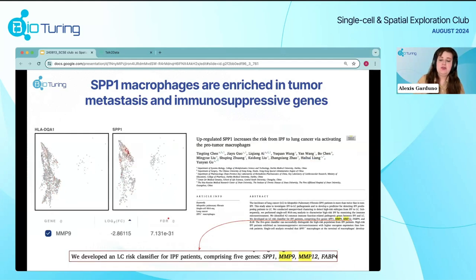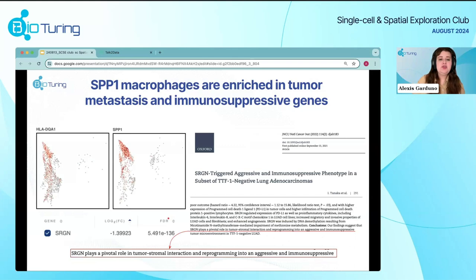If we look into the other genes that we identified, so the MMP9 and the MMP12, these genes, along with the SPP1 enriched population itself, have been suggested to be markers of IPF transition in lung cancer, via activating those pro-tumor inflamed macrophages in these patients. So this is another insight that we can gather even just from looking at the CosMx data set and how this relates to the functional role of these key regulatory genes.